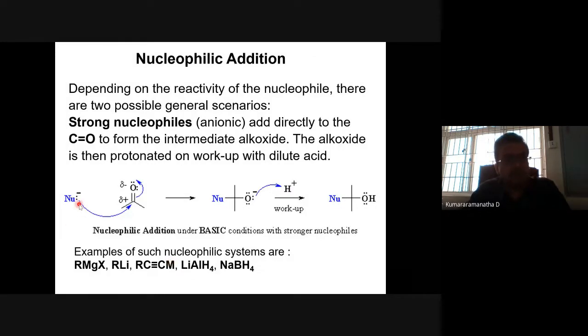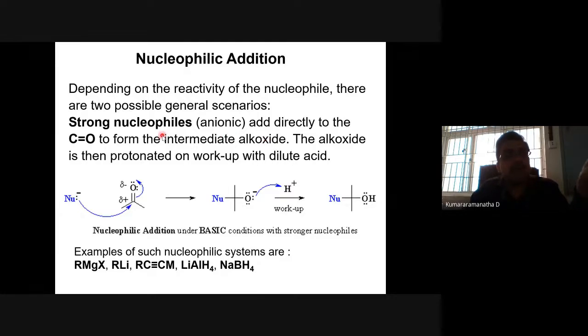You have a nucleophile and you have a carbonyl group. What happens? All these bonds will be directed towards oxygen and you get an electron cloud. So you get delta minus on oxygen and delta plus on carbon. This nucleophile will attack here. And then after workup, you get the corresponding alcohol. So this is nucleophilic addition under basic conditions.